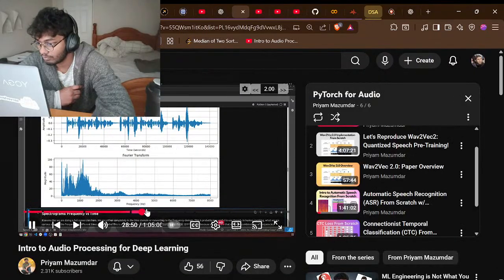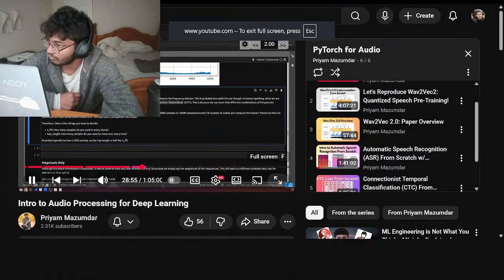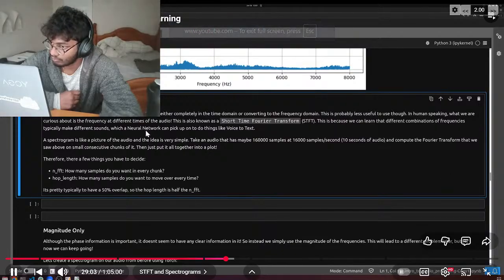Is there any kind of middle ground that we can do where we have both time and frequency information? And yes, that's exactly what we're going to do. This is known as the spectrogram. And the spectrogram is basically like a picture of the audio. And hopefully this will make sense.